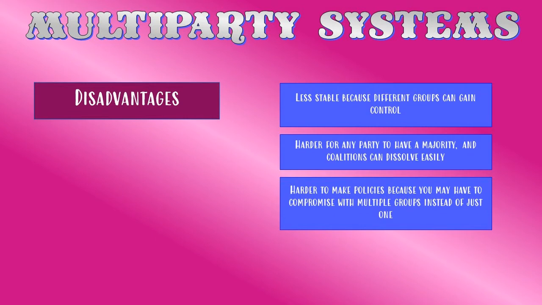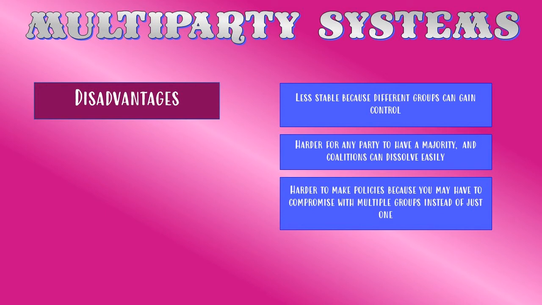There are also disadvantages to the multi-party system. We had mentioned that the two-party system is really stable because you always know what you're going to get. The multi-party system is less stable. You have all sorts of different groups that can end up gaining control, especially through coalitions. It's harder for any party to have a majority of the votes here. And so while coalitions are a good solution to that, coalitions can break up over any little issue, and then the government has to start over. We have to have new elections and all that.